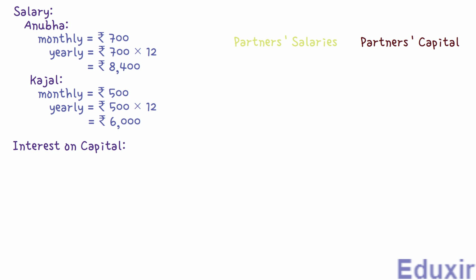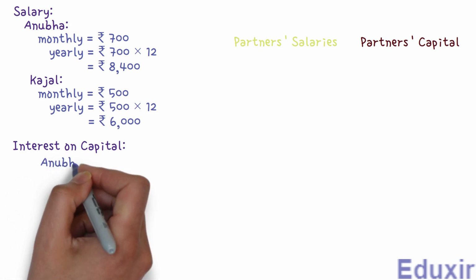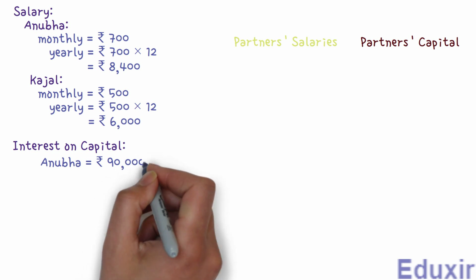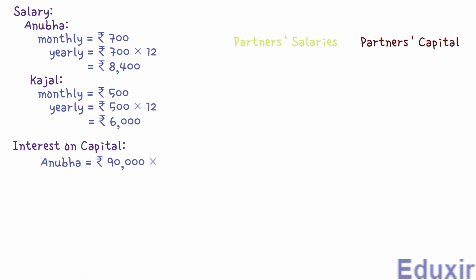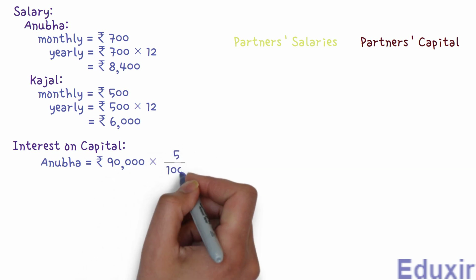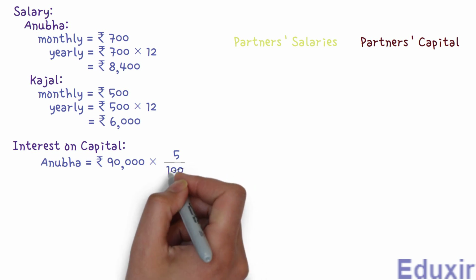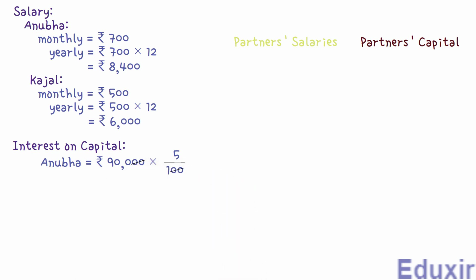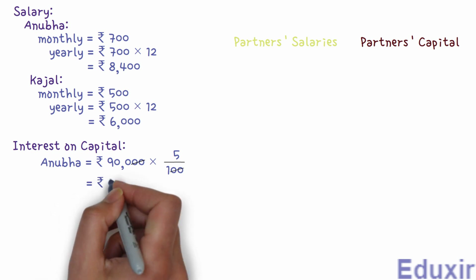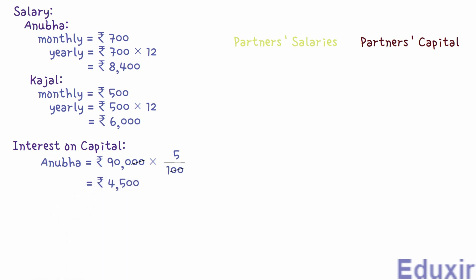Now, the interest on the capital for the partner Anubha will be her capital amount of 90,000 rupees multiplied with the rate of interest on capital, which is 5 upon 100. Let's cancel the 2 zeros in 100 for the 2 zeros in 90,000. If we multiply the remaining 900 with 5, we get 4,500 rupees. This is the interest on the partner Anubha's capital.